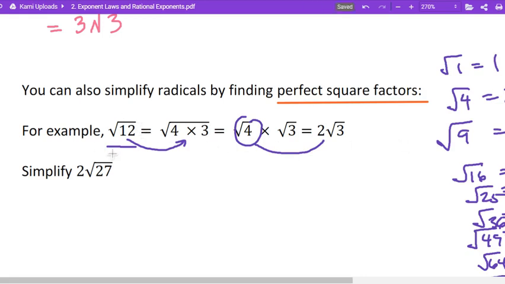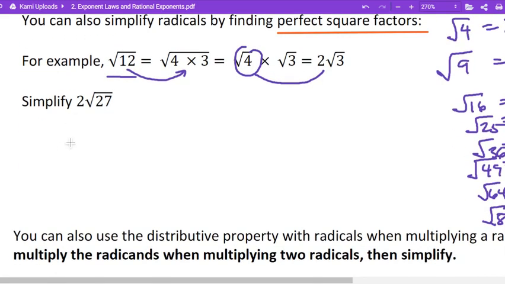So I can simplify root 12 to be 2 root 3. It's kind of like a mixed radical, right? We want to make the radicand as small as possible. That is simplification. So let's look at this question, at this example.